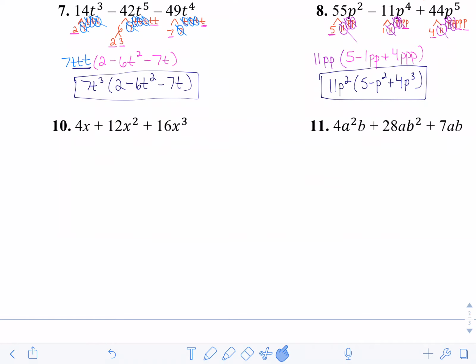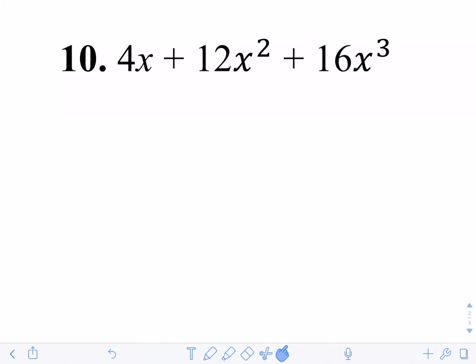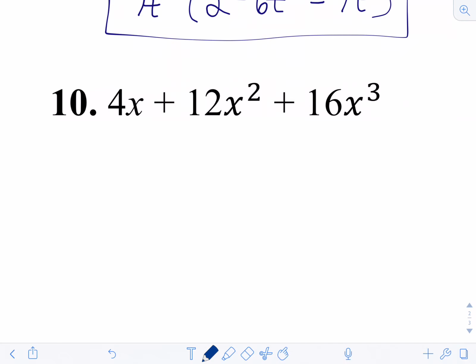Okay, number 10. So the first thing that I see is that there's an x in each one I can pull out, and all these numbers are divisible by 4. So if you're pretty good with your multiplication facts, you can say, all right, well, let's pull out a 4 and an x. So that leaves a 1 in front because I pulled all that out. 12 divided by 4 is 3. Since I pulled out 1 x, I only have 1 left over. 16 divided by 4 is 4. Since I pulled 1 x out, I only have 2 left over. Okay, if you're good at your multiplication, like I said, then you can do that.